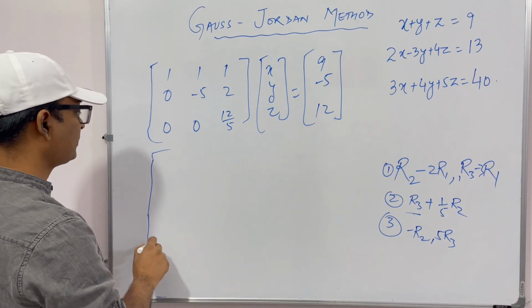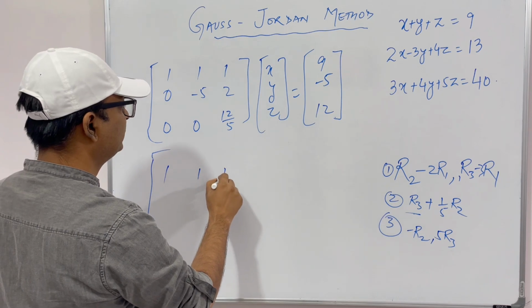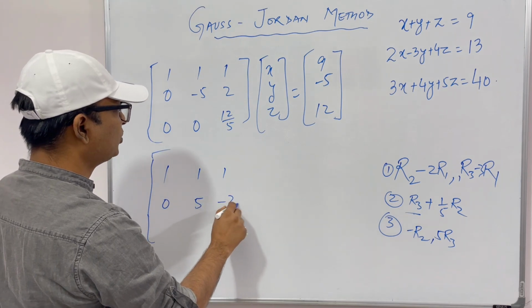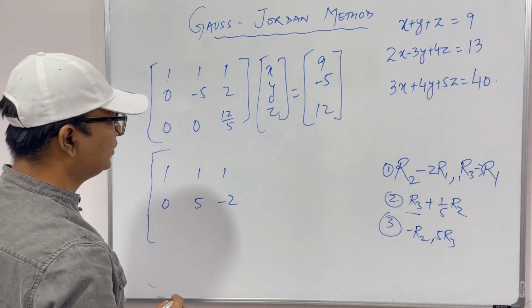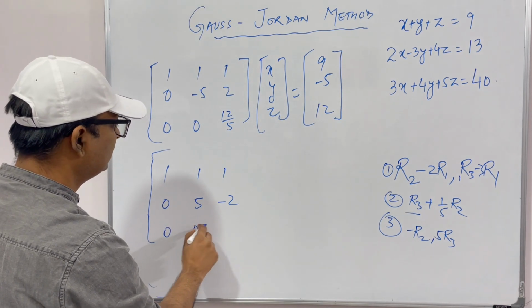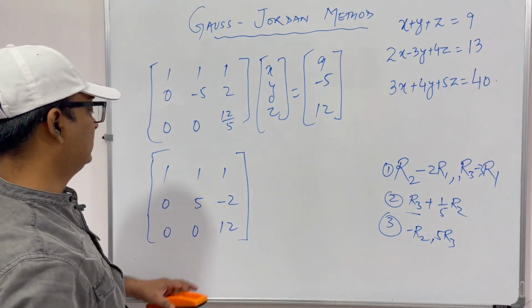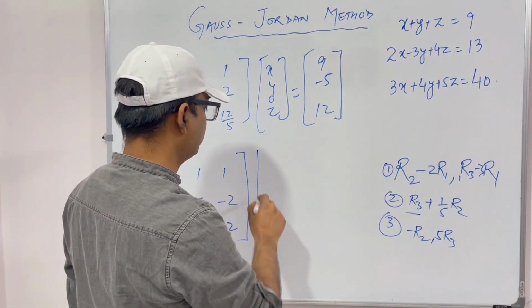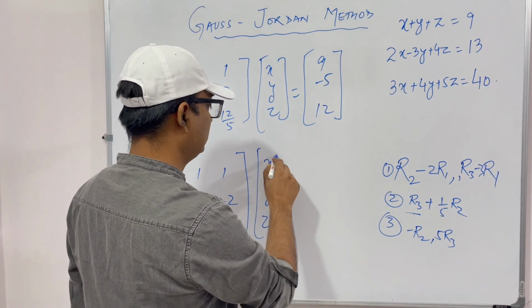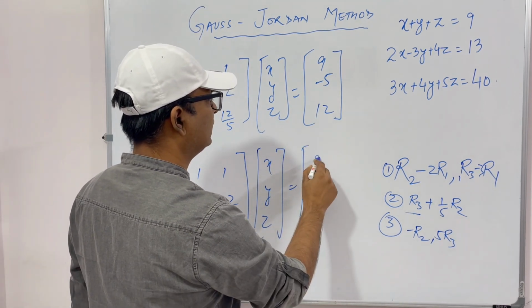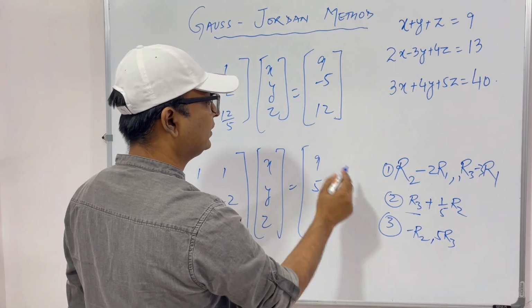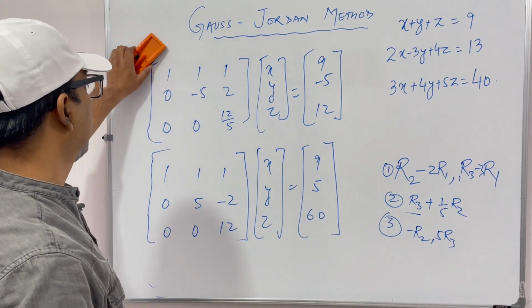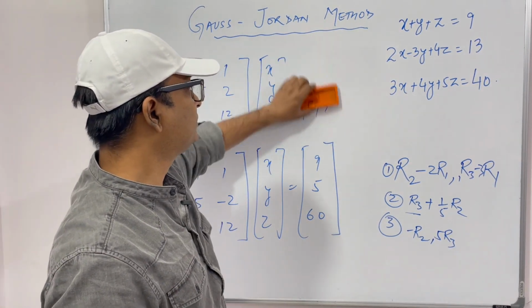Our first row remains the same. Second row, what we did? Minus of this. So this is 0, 5, minus 2. And then 5 R3. So this is 0, 0, 12. Now you understand, we'll make it 0 from here. So this is x, y, z. This is 9, then minus R2, so 5, and then 12 into 5, that is 60. This is the result of the third operation.